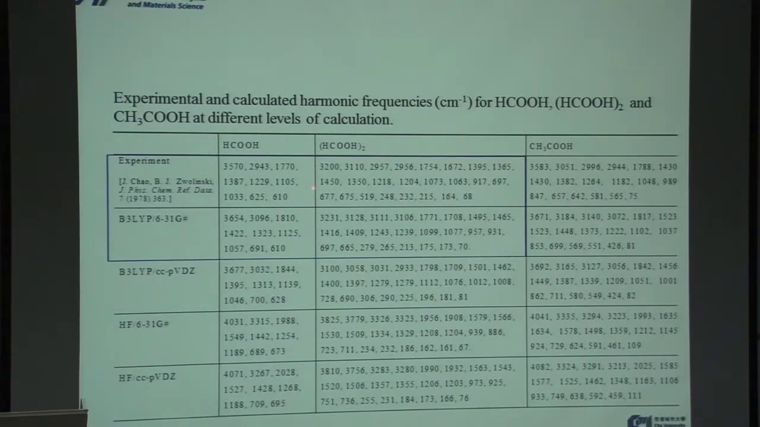So let's look into the frequencies. We computed the vibrational frequencies. This is experimental data for the formic acid monomer. With this economic basis set, you see very good agreement. The first one, the high frequency one, is poor, but the others are pretty good. So this is proof that the potential surface is of good quality.